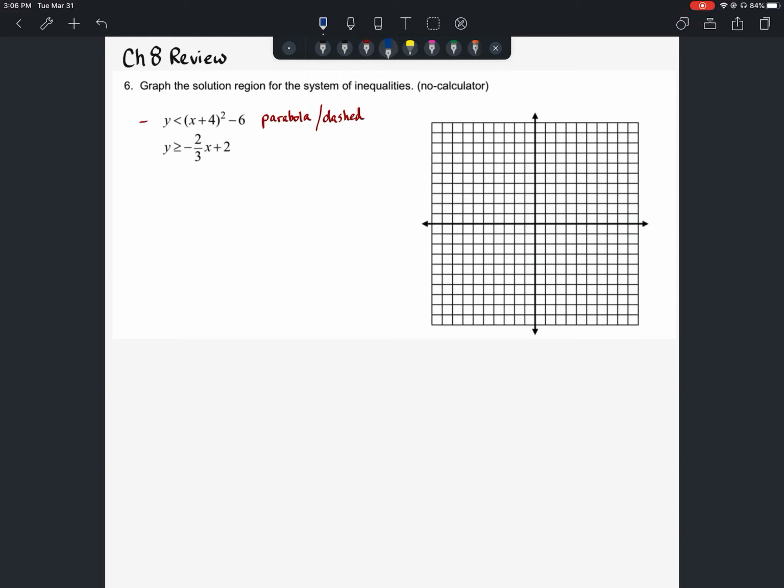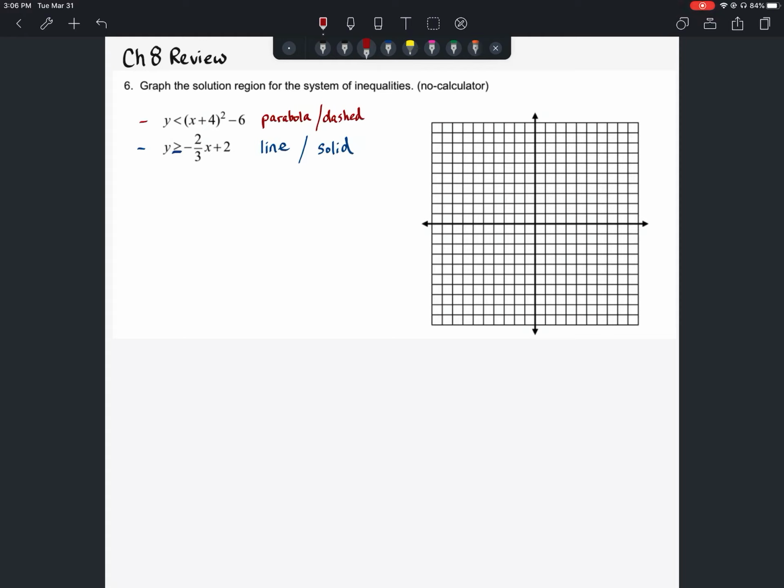Our second one, when we look at this, we know that this one is going to be a line. We have y is greater than or equal to negative 2/3 x plus 2. So the shape is a line. And in this one, because it has the equals sign under here, this one we know is going to be solid. So let's go ahead and put them on here first.